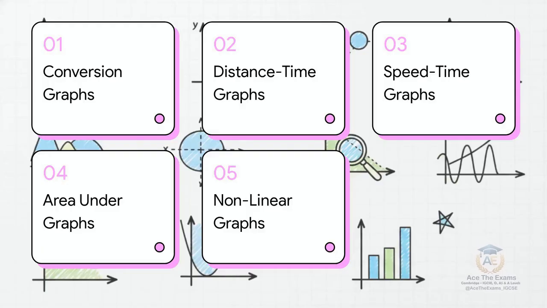Okay, let's dive into our progressive syllabus blueprint. This is our strategy for the day. First, we'll start with reading basic conversion graphs. Then, we move to mastering distance time graphs. From there, we are decoding speed time graphs and figuring out the area under them. Finally, we'll tackle those non-linear travel graphs.